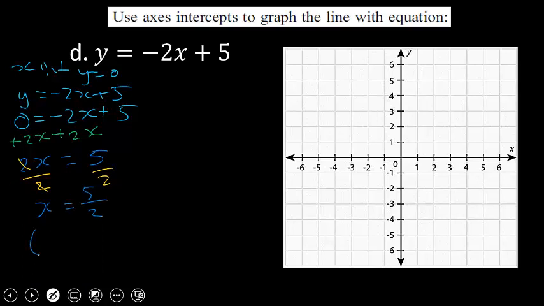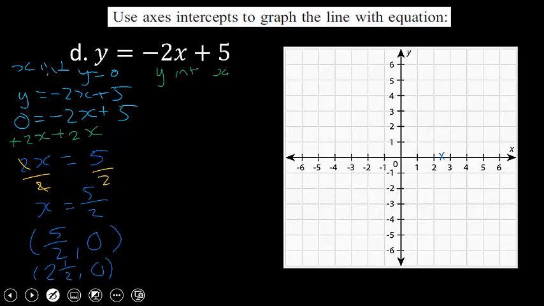So my coordinate is going to be 5 over 2, 0, which is the same as saying, remember that 5 over 2 is 2 wholes and 1 half, 0. So if I plot this, it's 2 and a half, right there, halfway between 2 and 3.